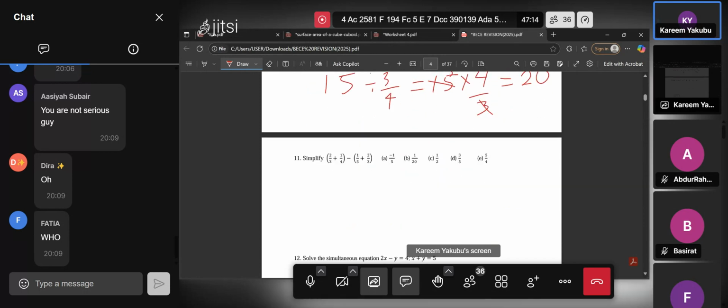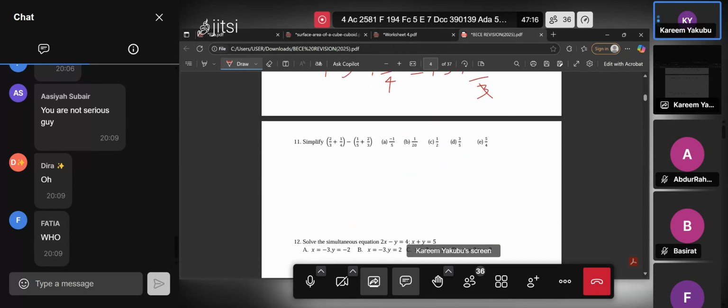We move to question 11. So this one is on fractions. You have to be very careful when you have this type of question. What we are going to do is solve the brackets separately. What you have inside the two brackets, we solve them separately, then we subtract.